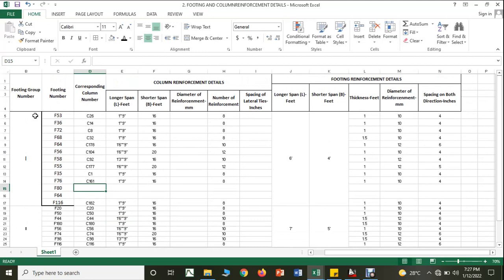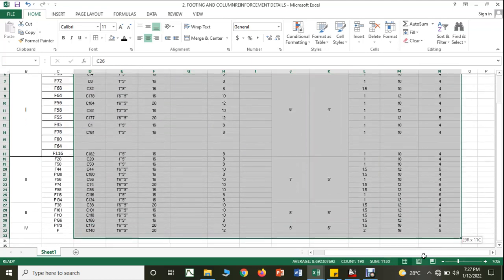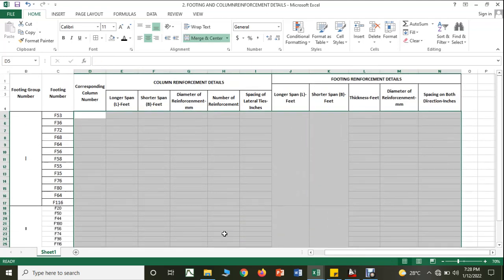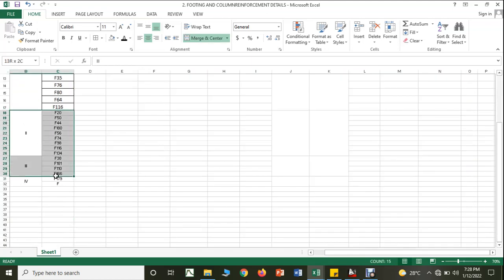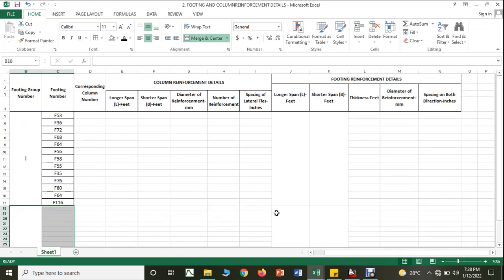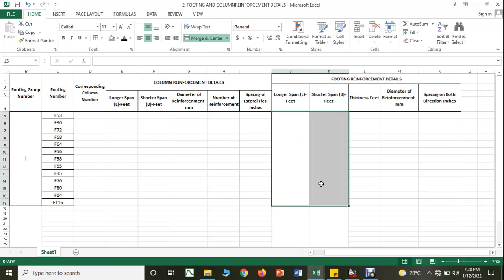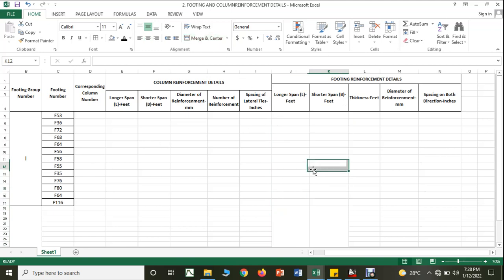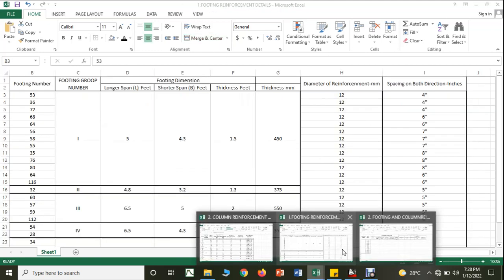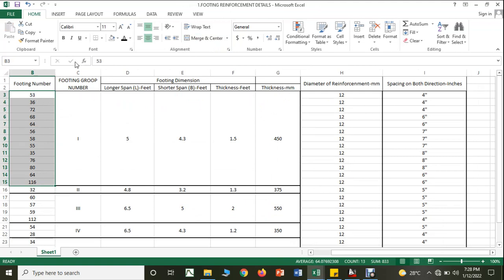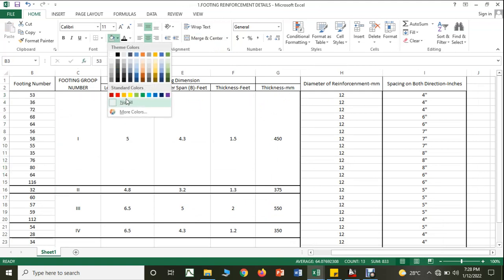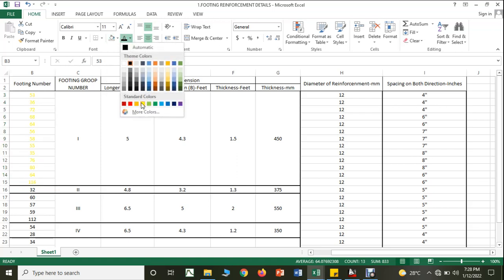Okay, now these two are done. Let us erase these things. Right, let us write the corresponding footing dimension values. For this one I can make it some other color, if you want. Yeah, I can make it yellow.